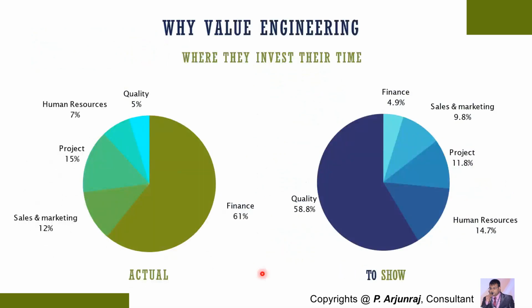Yes, there is a difference between the actual and what the company is showing basically. I can say any startup or company wants to invest more on the cost or finance aspect. Actually, they are investing 61% on finance, cost, or basically investment. But in real time, they have to show the quality to the clients. It's not the cost.